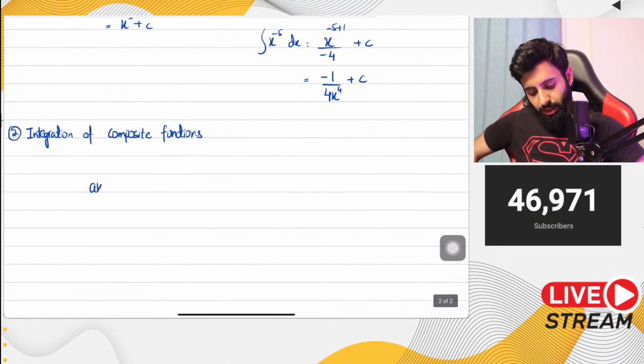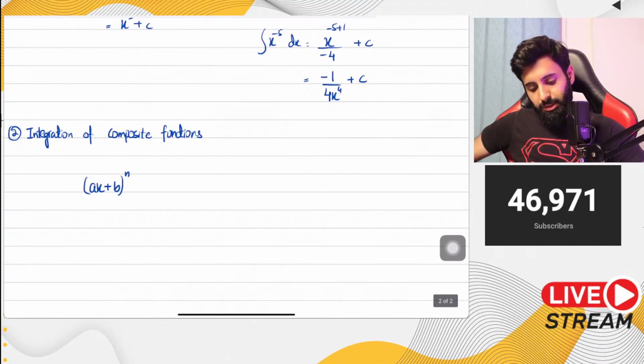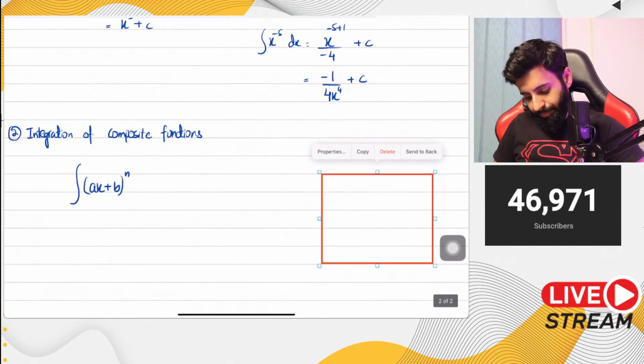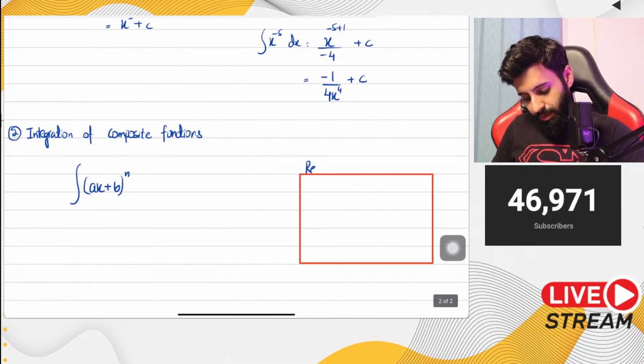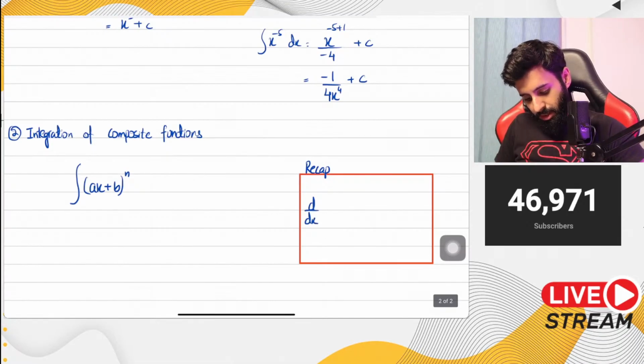This is what it looks like: ax plus b to the power of n. Remember, ax plus b means that it's a linear function. Now before we learn how to integrate it, let's recap the differentiation of it. So how do you differentiate something like this? d upon dx of ax plus b, the whole thing to the power of n.